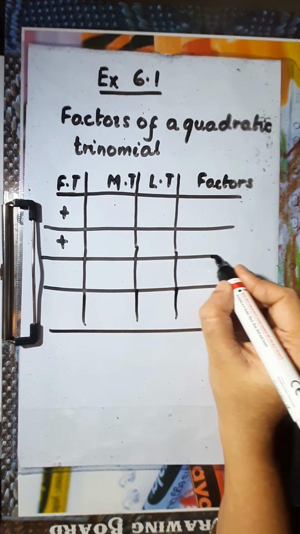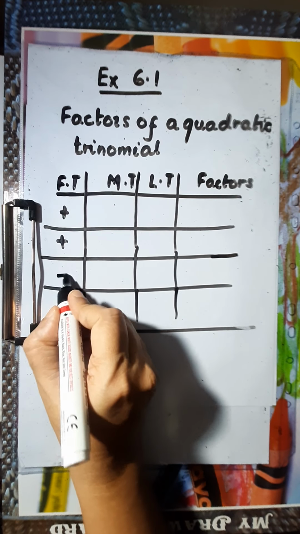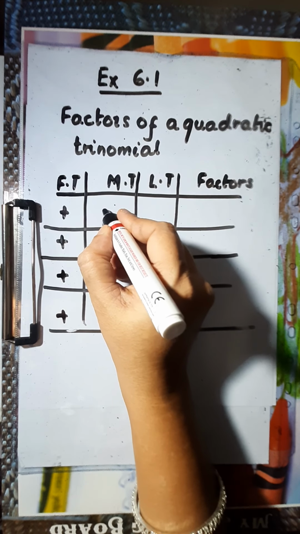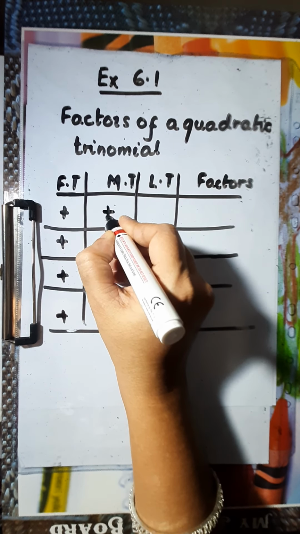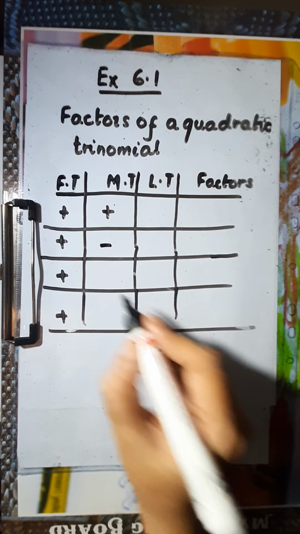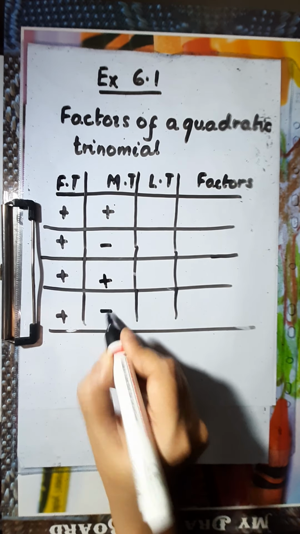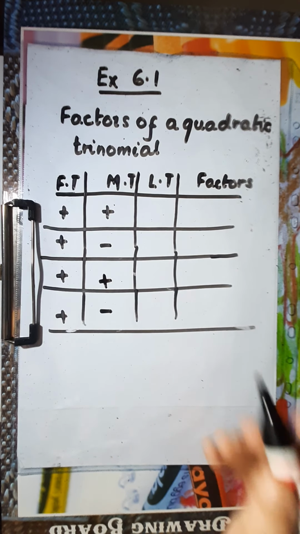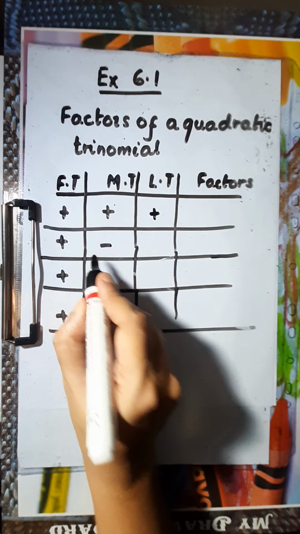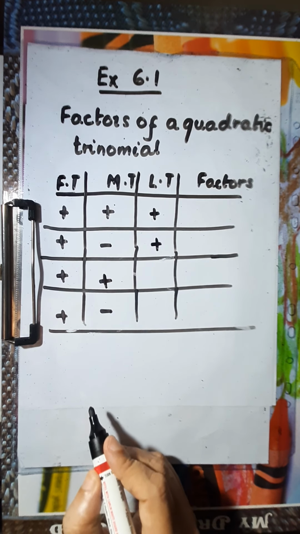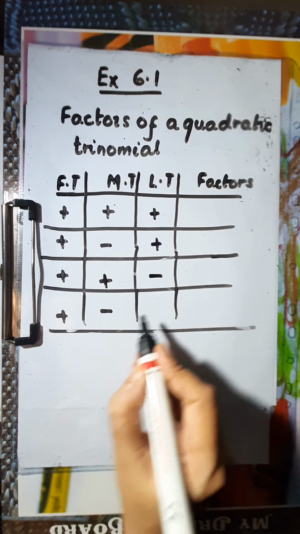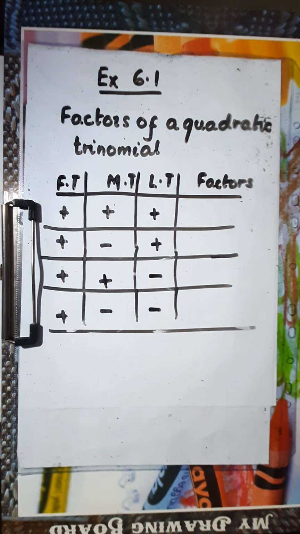Okay. Now, first term is always plus. Now, my middle term can be plus or minus. There are 4 possibilities. My last term, it can be plus when this is minus, this term can be plus. When this term is plus, this term can be minus. And when this term is minus, this term can also be minus, right?